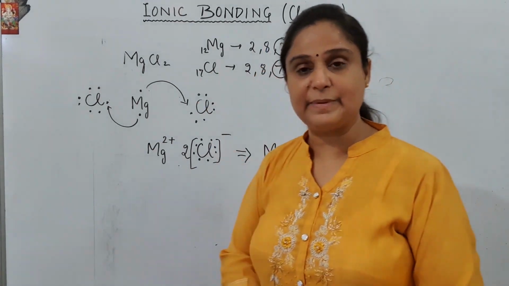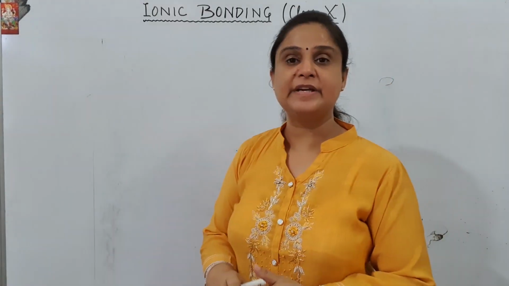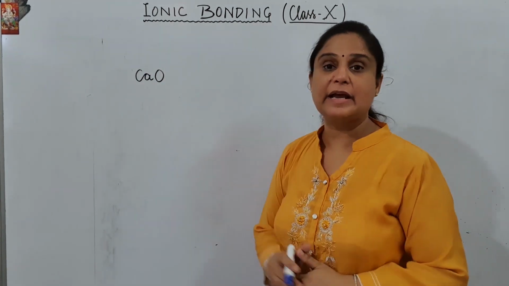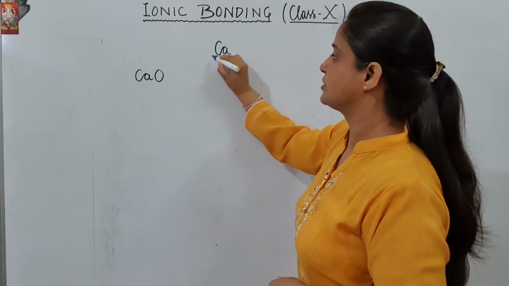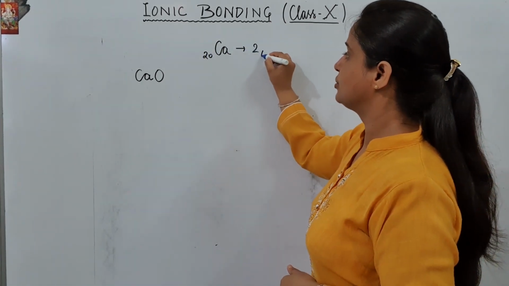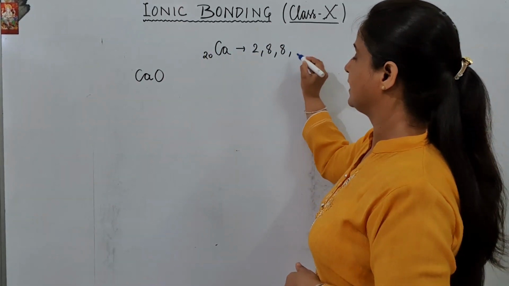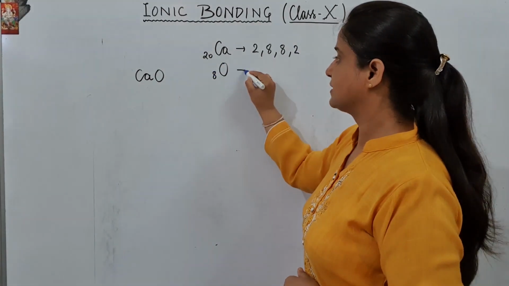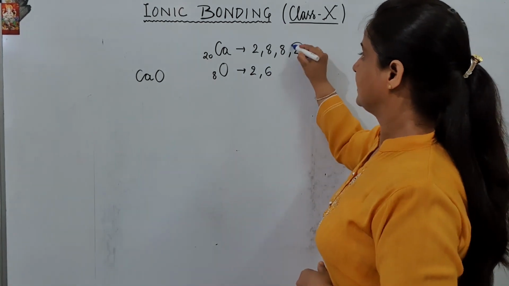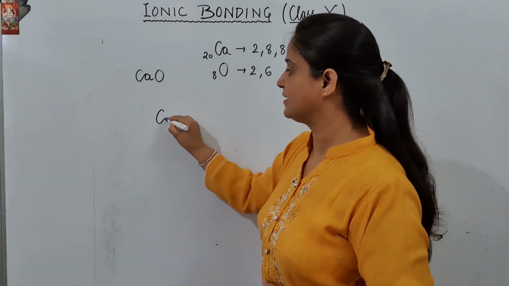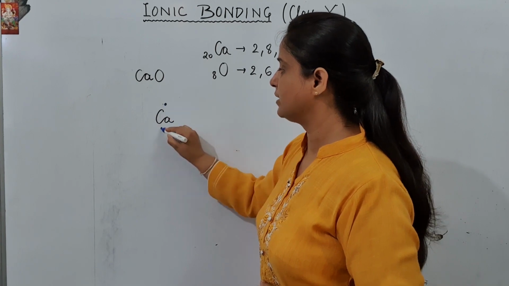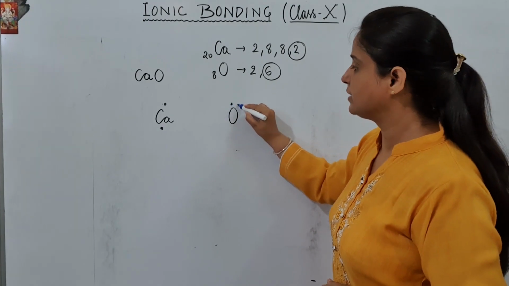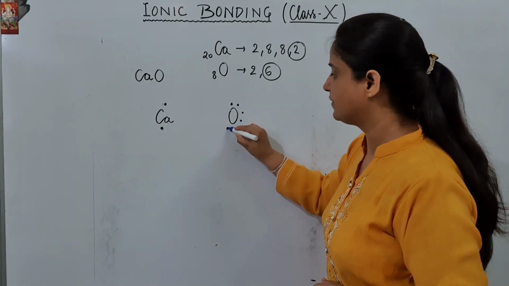Let us take one more example, and that will be the last one. Now I am taking the example of calcium oxide. So it's calcium oxide. What is calcium? Calcium is 20, and what is the configuration? 2, 8, 8 and 2. What is the configuration of oxygen? 2 and 6. Outermost shell, 6 electrons. So let us write down the Lewis symbol of calcium. 1, 2. What is the Lewis symbol of oxygen? Oxygen, and 1, 2, 3, 4, 5 and 6.